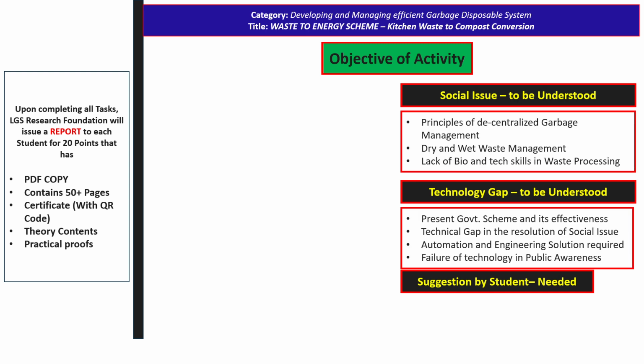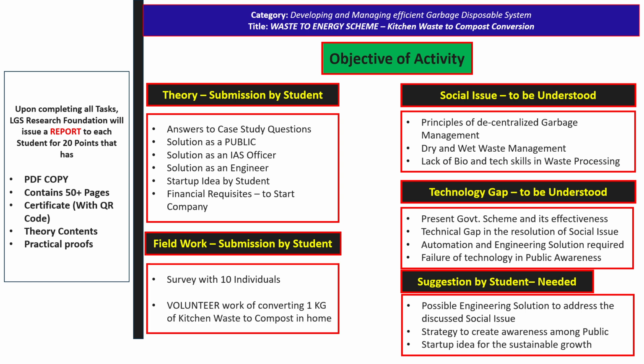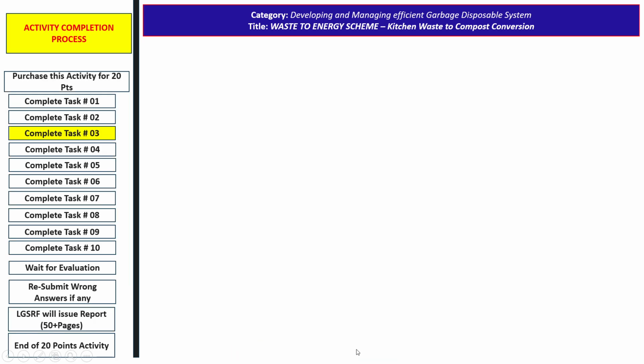Students need to submit in theory the answers to case study questions, solutions as a public officer, as an IAS officer, as an engineer, a startup idea and financial requisites to convert this idea to a company. The field work is a survey with 10 individuals and volunteer work of converting 1 kg of kitchen waste to compost. So let us see how this waste can be converted to compost.